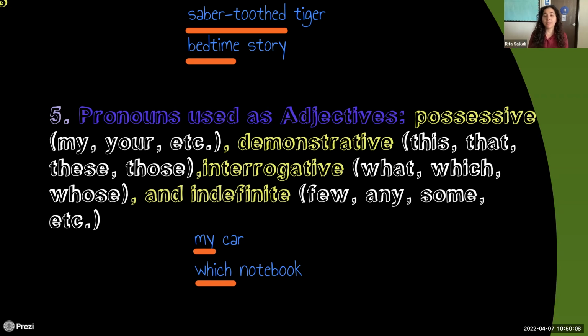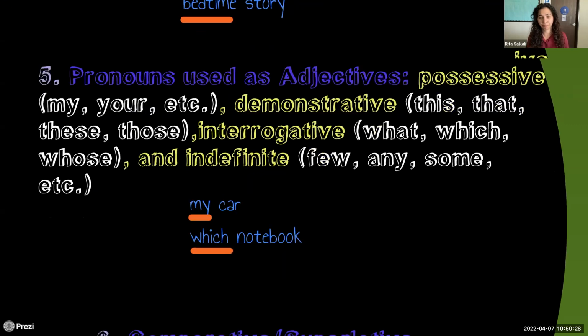All right, then we have demonstrative adjectives: this, that, these, those, and we will talk about those more in other videos. I know this is still level 1, so I know it's a lot, so we'll talk about these later, but it is good to know that these are part of the adjectives.